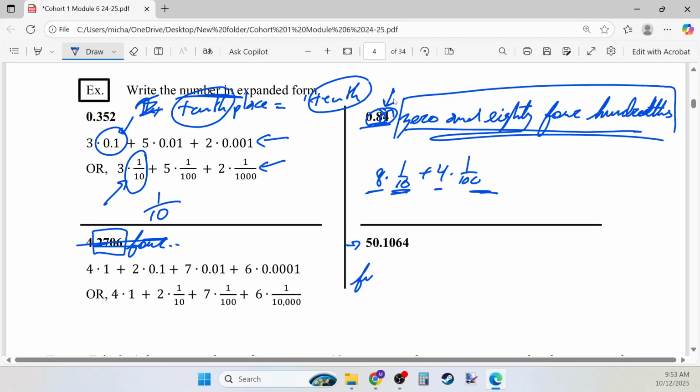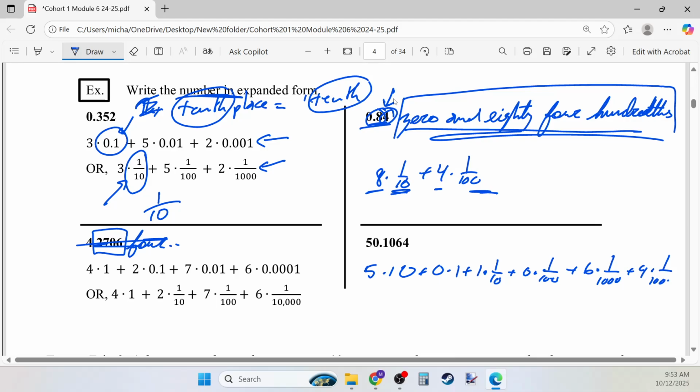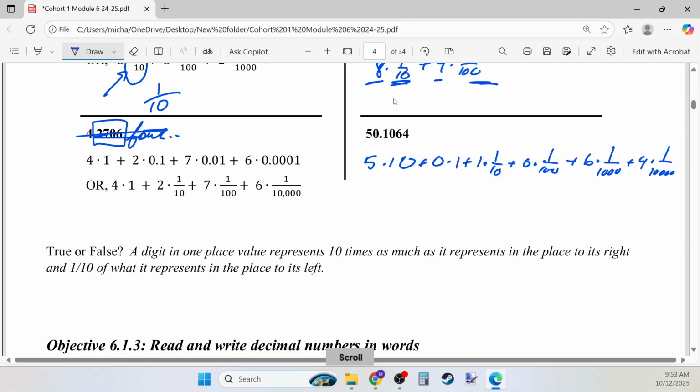I know I'm doing it again. I'm immediately starting to write the word. Okay. So this would be 5 tens plus no ones plus 1 times 1/10 plus no hundredths plus 6 thousandths plus 4 10,000ths. And we keep going.